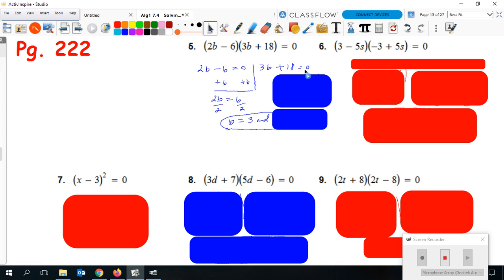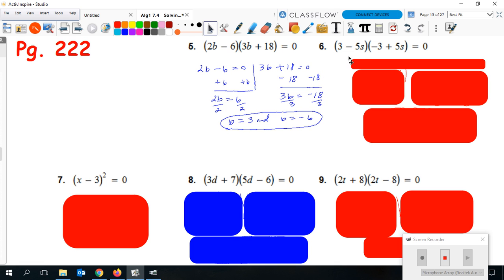And then over here, again, two steps. First subtract 18 and then divide by 3. So when I subtract 18, 3b is equal to negative 18. Divide by 3. Negative 18 divided by 3 would give me a negative 6. So b is equal to negative 6. So there's my two answers here for number 5.